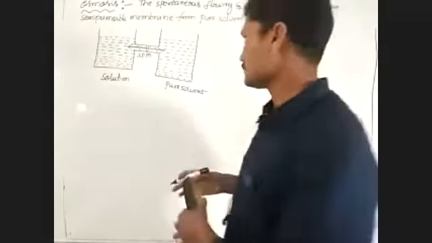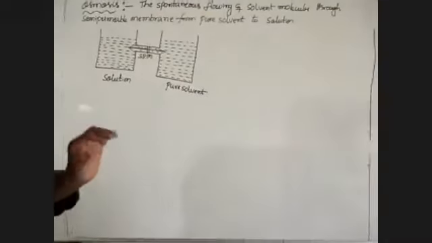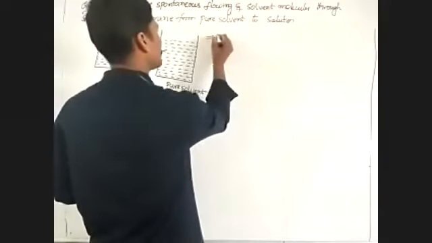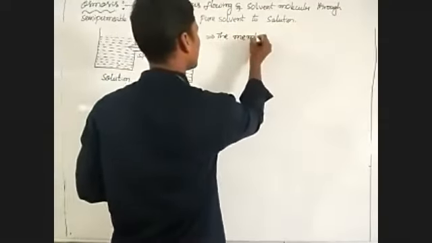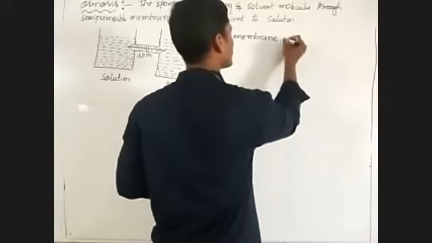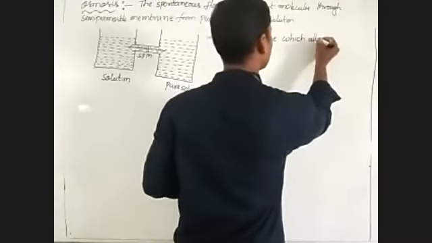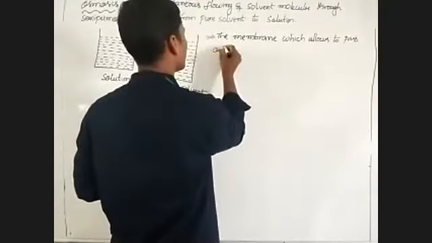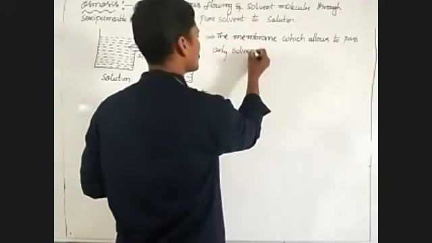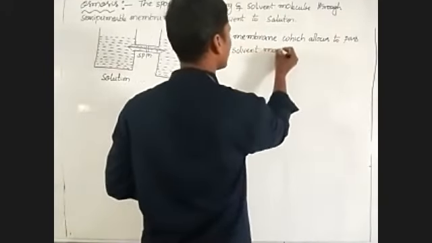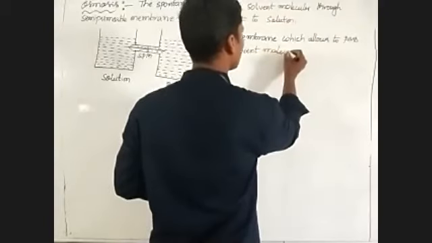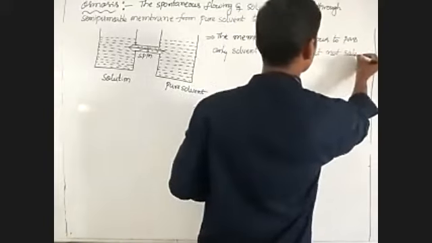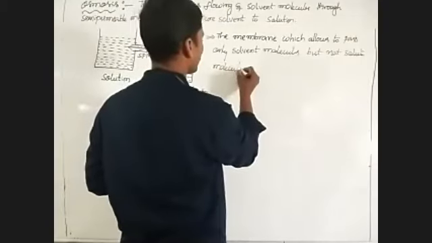Okay, solvent molecules flow from low concentration region to high concentration region. Now semi-permeable membrane. What is a semi-permeable membrane? A semi-permeable membrane means the membrane which allows only solvent molecules to pass, but not solute or solute particles.